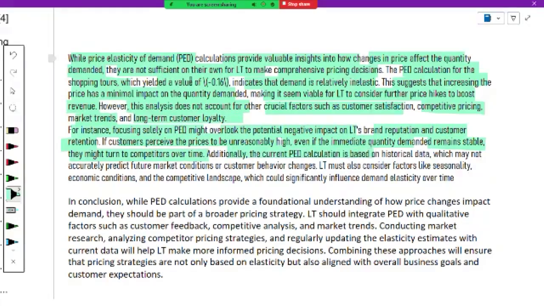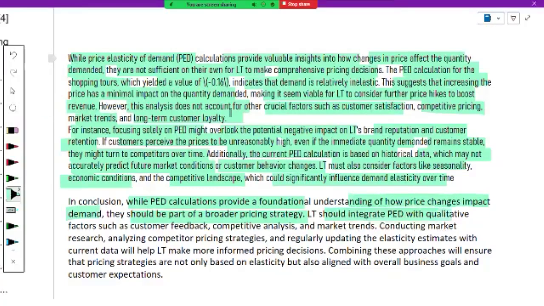Additionally, the current PED calculation is based on historical data, which may not accurately predict future market conditions or customer behavior changes. LT must also consider factors like seasonality, economic conditions, and the competitive landscape, which could significantly influence demand elasticity over time. So in conclusion, while PED calculations provide a foundational understanding of how price changes impact demand, they should be part of a broader pricing strategy.